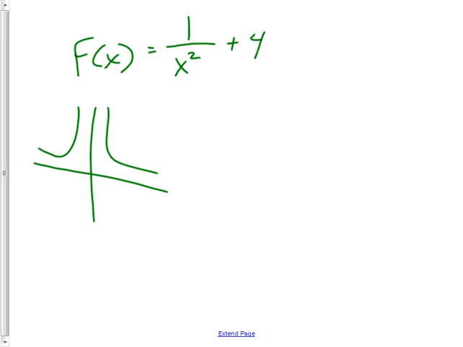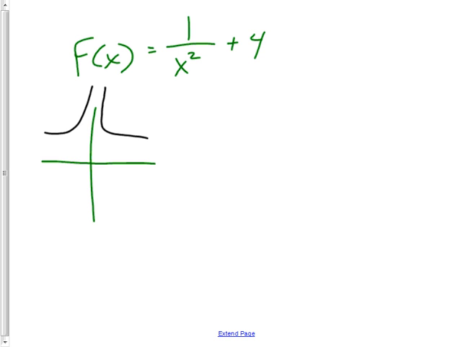Up 4. Okay. So I'm going to unsketch it and draw it again, moving it up 4. Like that. That dotted line is supposed to be at 4, the one that's the horizontal one.